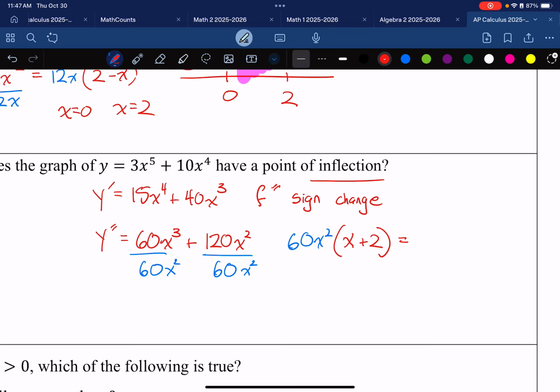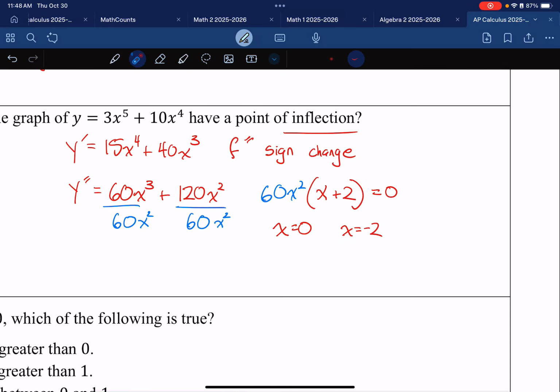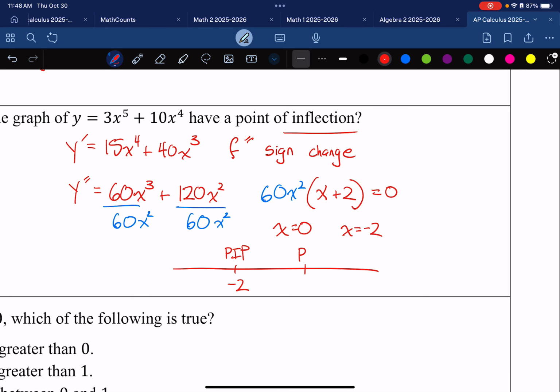I'll set this thing equal to 0. When I do that, I get x is equal to 0, and I get x is equal to negative 2. And I'm also noticing that there's an even power here and an odd power here that will affect my sign chart when I'm doing my leapfrog method. Looking at our sign chart, I have a potential inflection point here at negative 2. Call that my PIP. And another potential inflection point over here at 0.